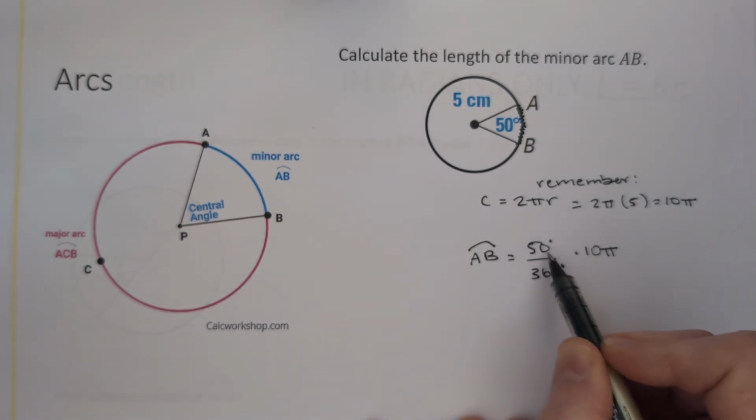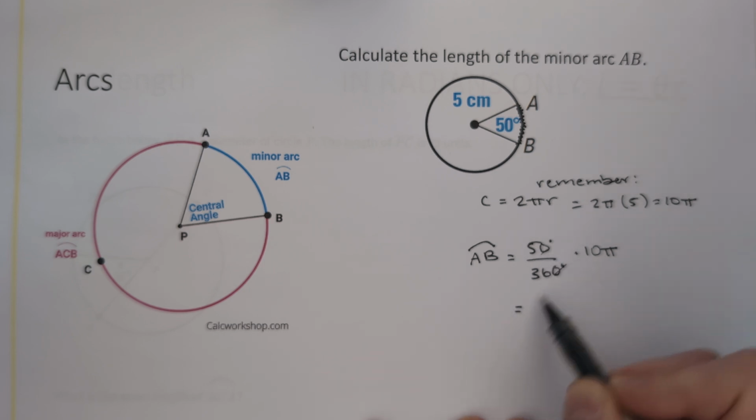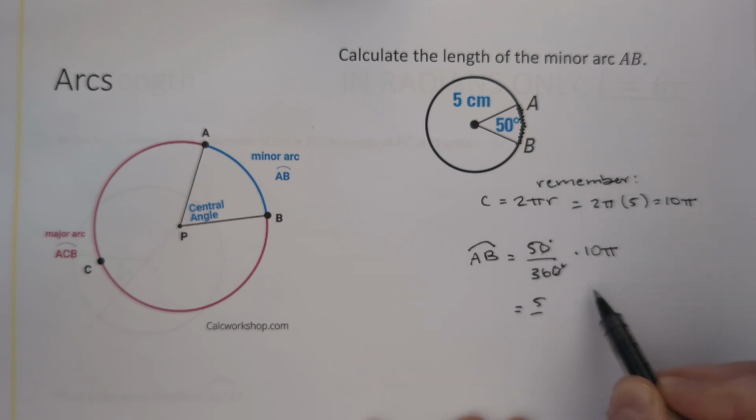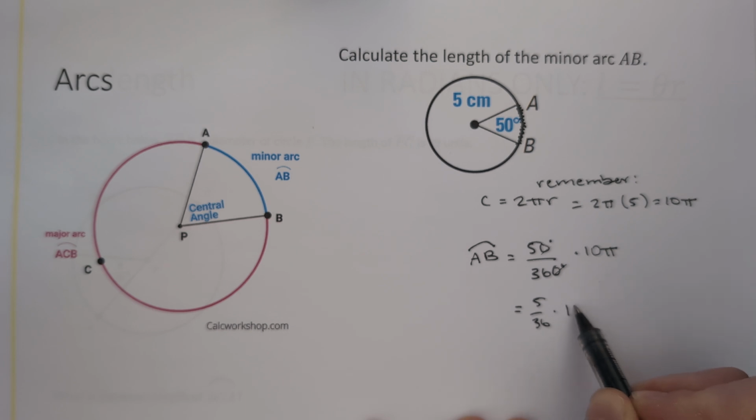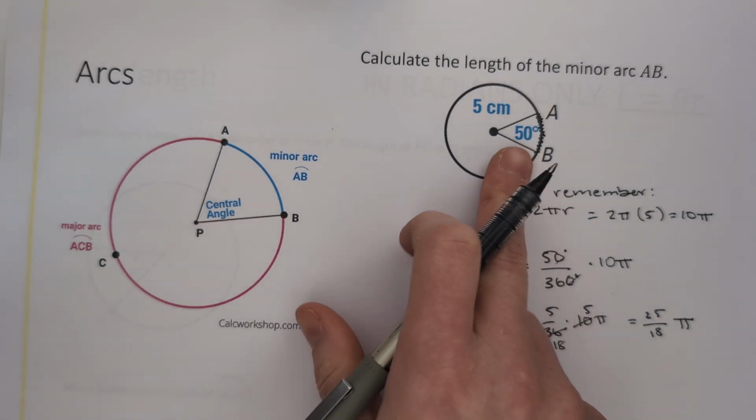And if you were to reduce this, if you find the greatest common denominator, I can cancel out the zeros. 5 over 36 times 10 pi, or 50 over 36. And of course, you can simplify these as well. Divide this by 2, 18, and 5. So 25 over 18 pi. So that would be the length of this minor arc here.